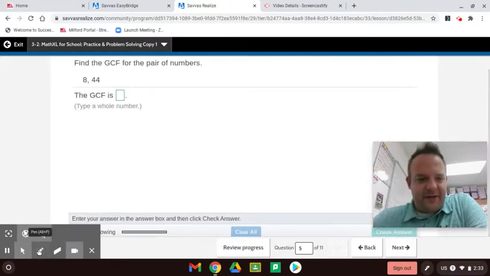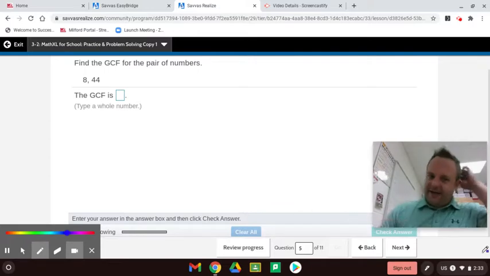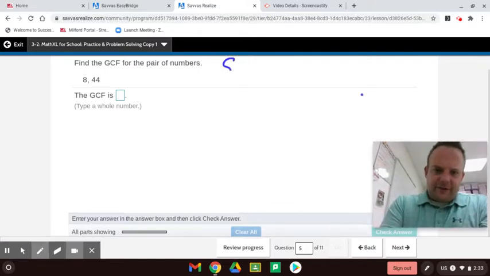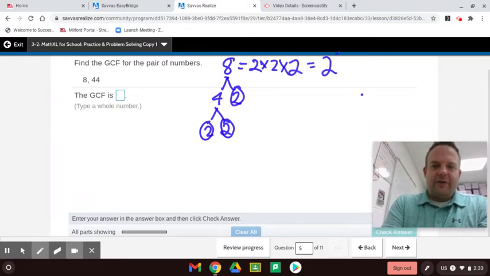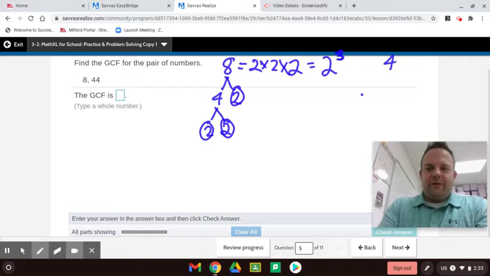So GCF here, we're going to do, guys. And greatest common factor, 8. Now, eventually you'll start to memorize these, okay? 8 is made up of the prime factors of 3 2's. 2 to the third power. That equals 2 to the third power to review exponents, okay, guys? And then 44, 4 and 11. 11's prime, so I'll circle it.